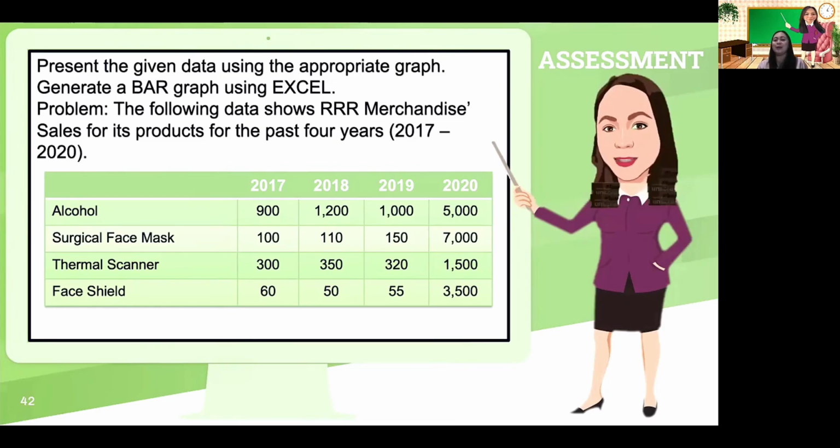present the data using the appropriate graph, generate a bar graph using Excel. So the following data shows RRR merchandise sales for its product for the past four years. So you're going to present this using the bar graph, using the MS Excel application. And you're going to interpret it and screenshot your output and paste it on our answer sheets. Okay? Don't forget, generate a bar graph. Okay? Everything's clear?